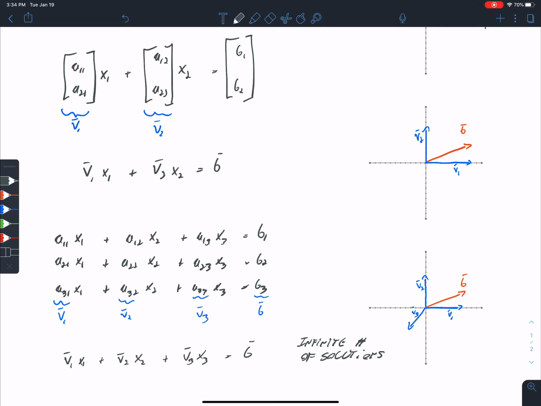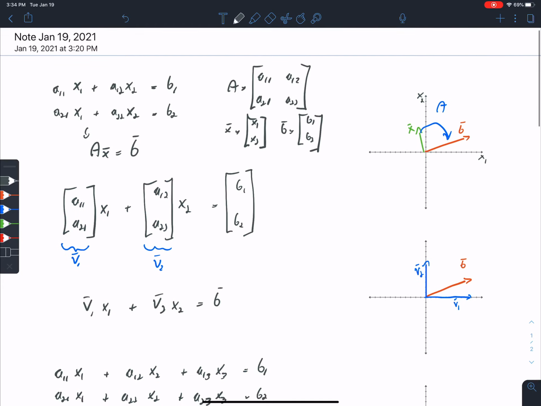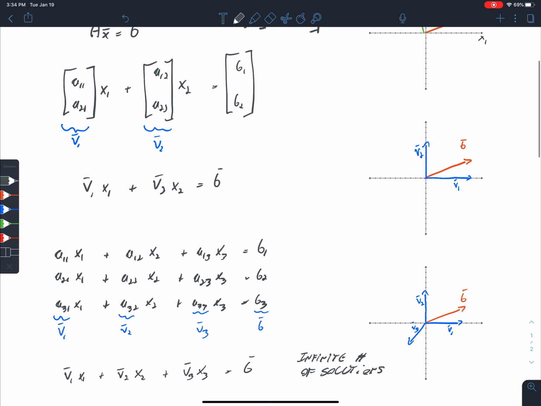I thought to bring this up so that we can learn how to think of the so-called column space of our linear system. The column space refers to the set of all possible linear combinations of vectors v1, v2, and v3. That's what we call the span of these three vectors.